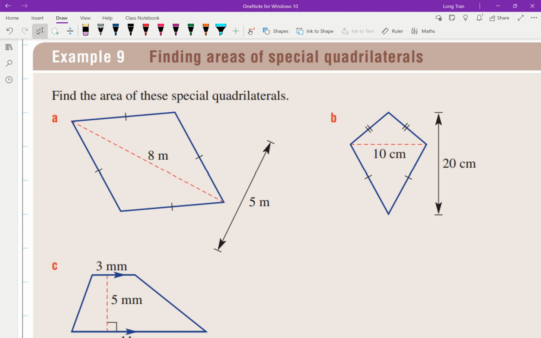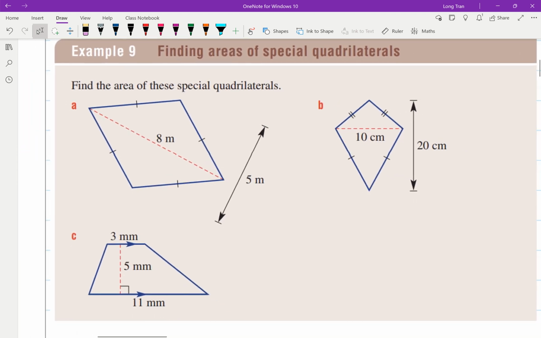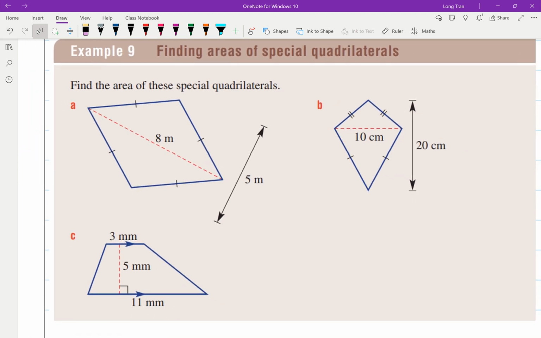Example 9. So you got your formulas. I've asked you to draw them, and to write down 2 formulas, 3 shapes. Now you got 3 shapes here. You're going to identify them again. Let's go with the first one. A. What shape is this? James: Rhombus. Very good. We've got rhombus. What is the formula?